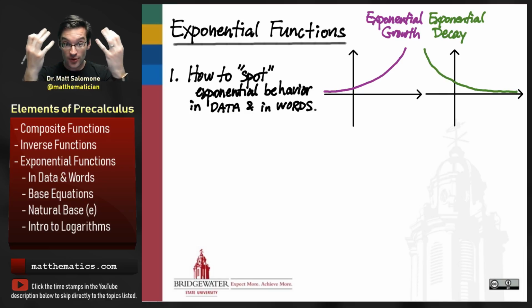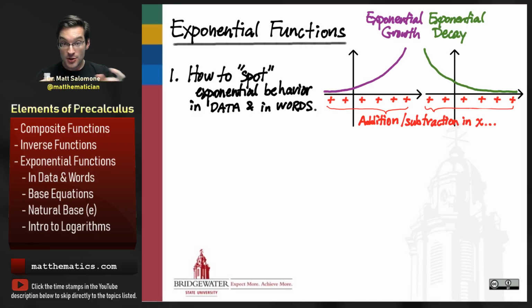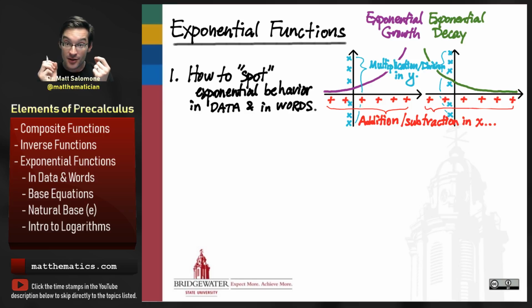And the key to understanding the difference between exponential behavior and linear behavior is going to be understanding a difference in arithmetic. Exponential functions relate together changes in the x variable, the independent variable, that can be explained by addition and subtraction, with changes in the dependent, the y variable, that can be explained not by addition and subtraction, but by multiplication and division. So that is the key distinction.